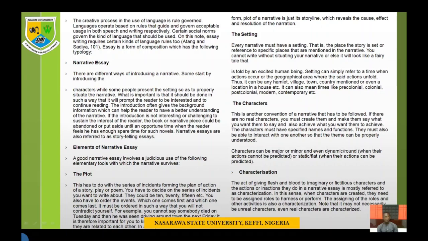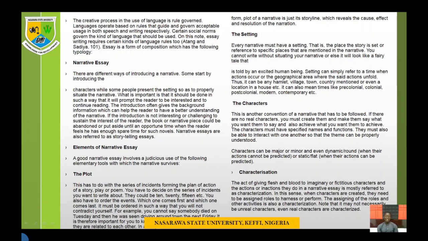Okay, now you cannot write without situating your narrative, or else it will look like a fairy tale that is told by an excited human being. Setting can simply refer to a time when actions occur or the geographical area where the actions unfold. So place and time of a story are what we call the settings of that particular story.